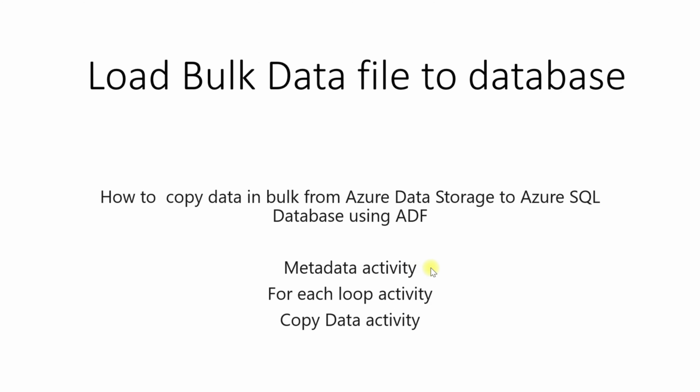The Get Metadata activity retrieves file names from Azure Storage. The ForEach loop activity iterates over each file name, and the Copy Data activity copies data from Azure Storage to the database.